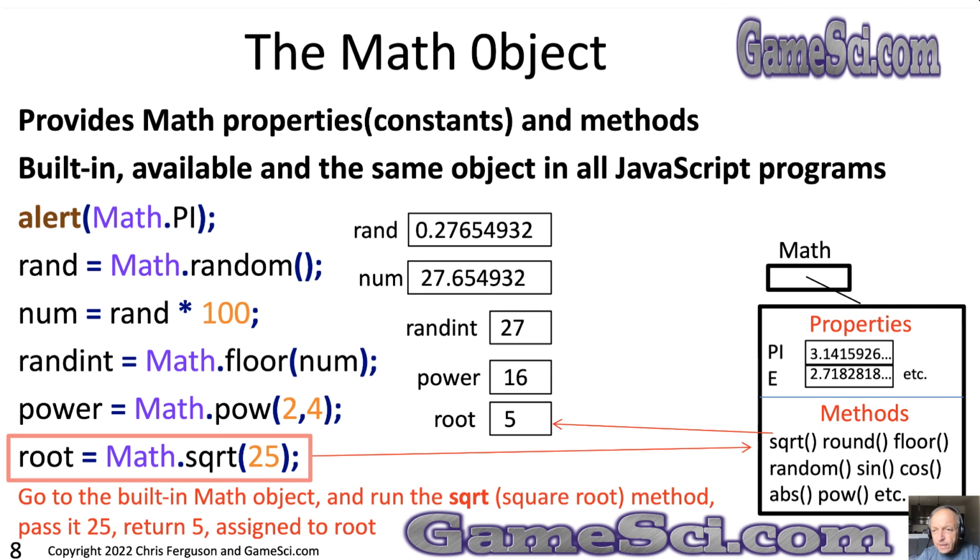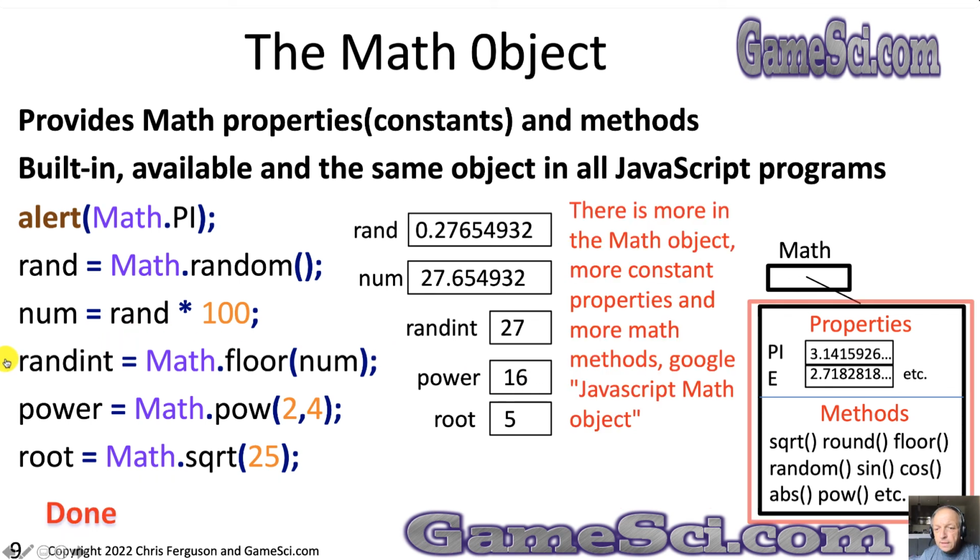There's plenty more methods out there. You just have to look them up and see what they are. I can't go over every one of them. There's like 20 or 30 of them. There is more to the math object. There are more constant properties at the top of it. There are more math methods in here. Just Google JavaScript math object to look at what actions the math object provides.